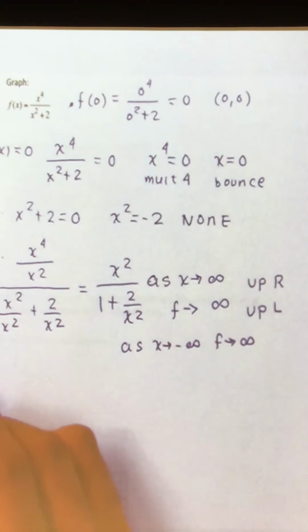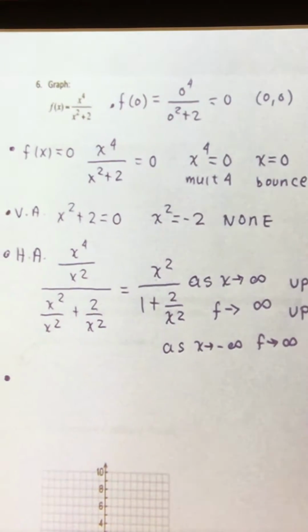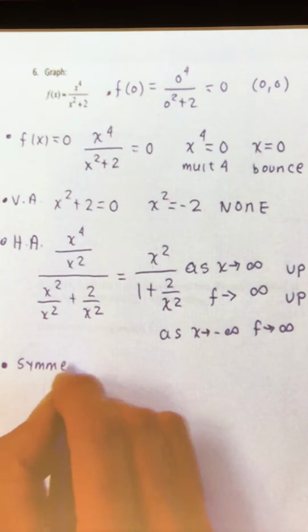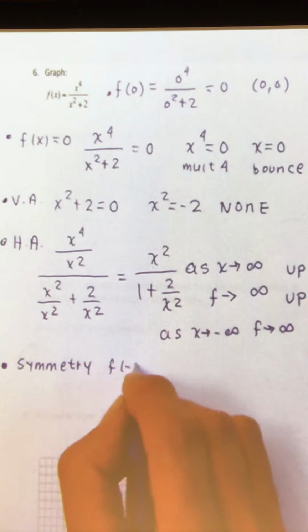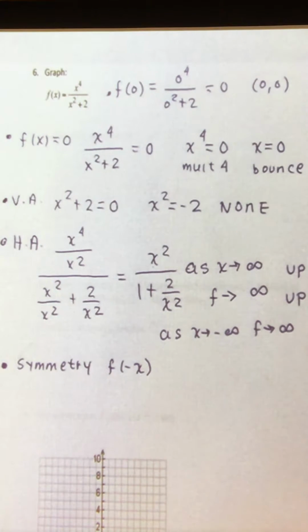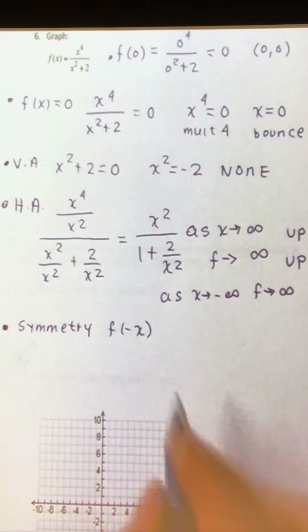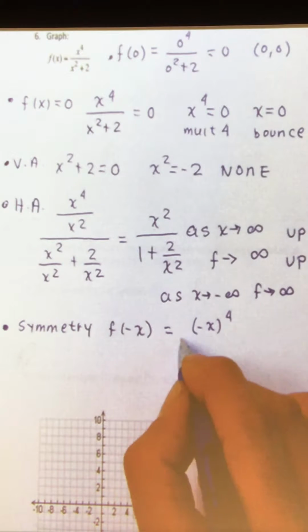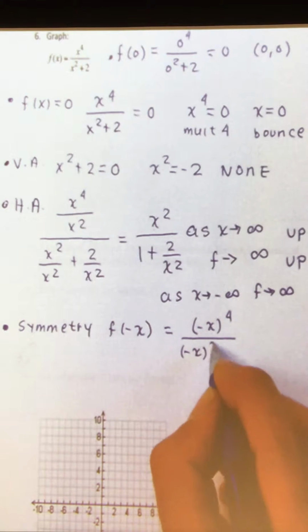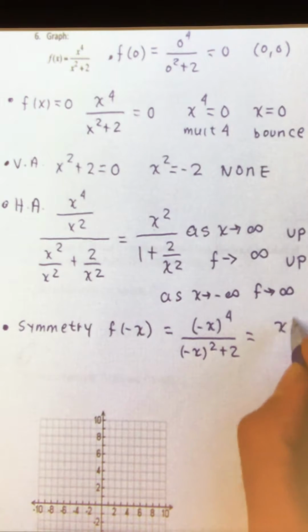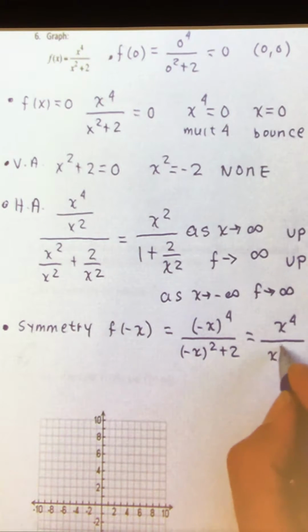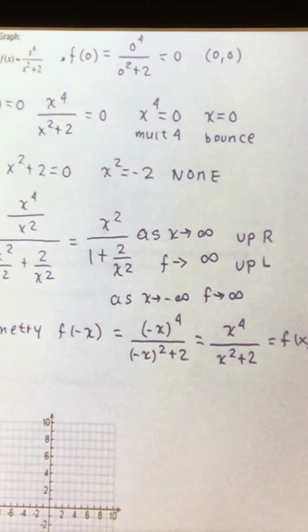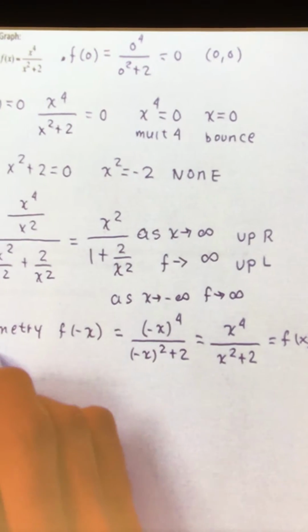What we didn't do before, but we will now, we don't have a lot of information, so we'll look for symmetry. And we'll look at y-axis symmetry and compute f of negative x. Upon substituting negative x in the original function, negative x to the fourth divided by negative x squared plus 2, we get back exactly the original function f of x. And that means that we have y-axis symmetry.